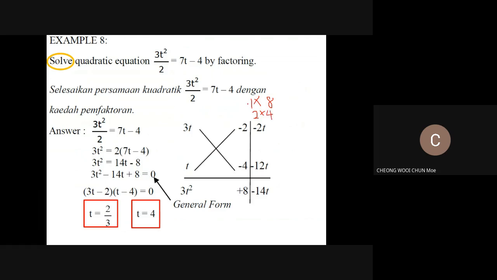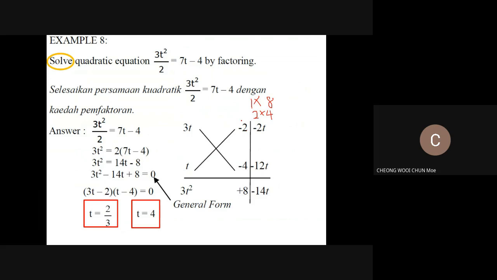So I can try 1 times 8 also. 1 here, 8 here: 8 plus 3, do you get 14 or not? Cannot. 8 plus 3 is 11. Okay. 8 minus 3, you get 5 only. So you use 2 and 4.